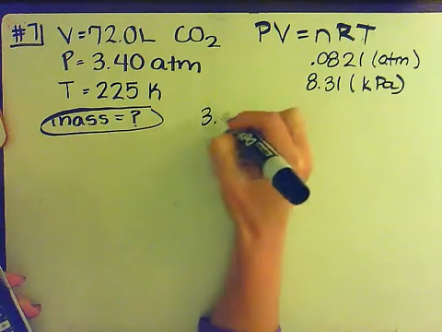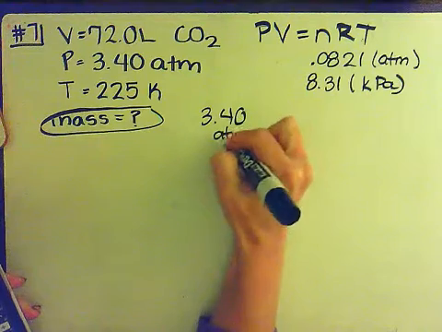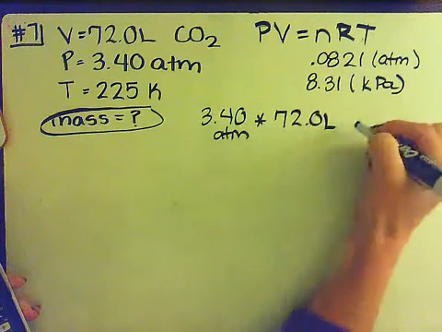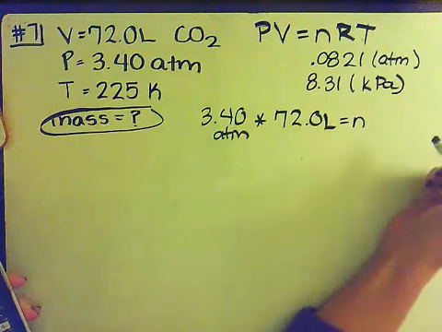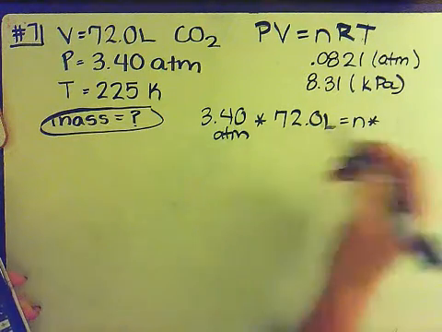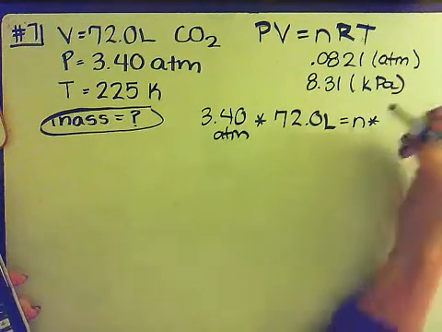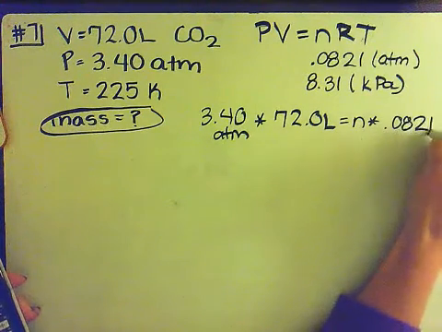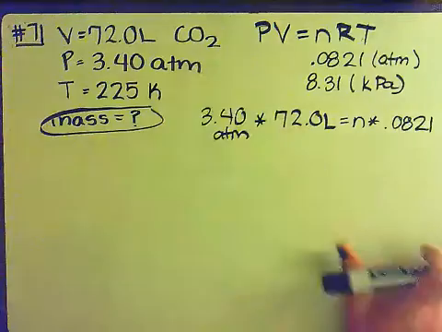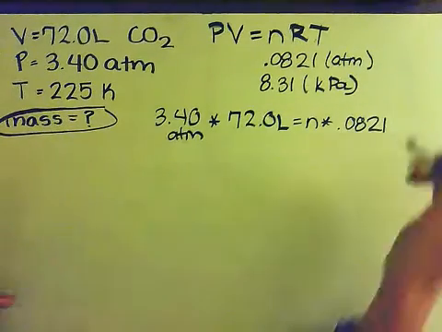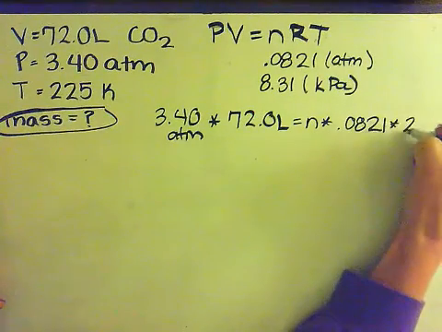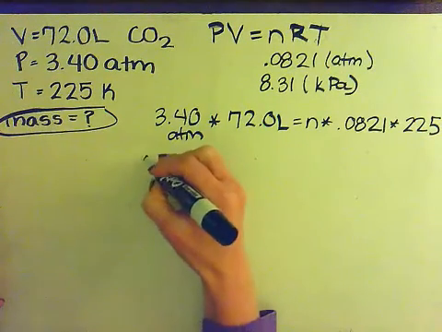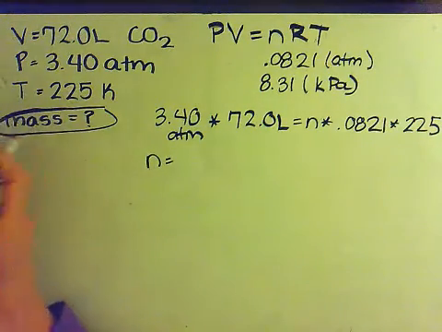We know that pressure is 3.40, and again, notice that that's in atm, times the volume is 72.0 liters, equals n. I do not know the number of moles. Since the pressure was given in atm, and of course our volume's already in liters, we're going to use the constant 0.0821 times the temperature, which is 225 Kelvin. And so from there, it's an algebra problem. We're just going to solve for moles.